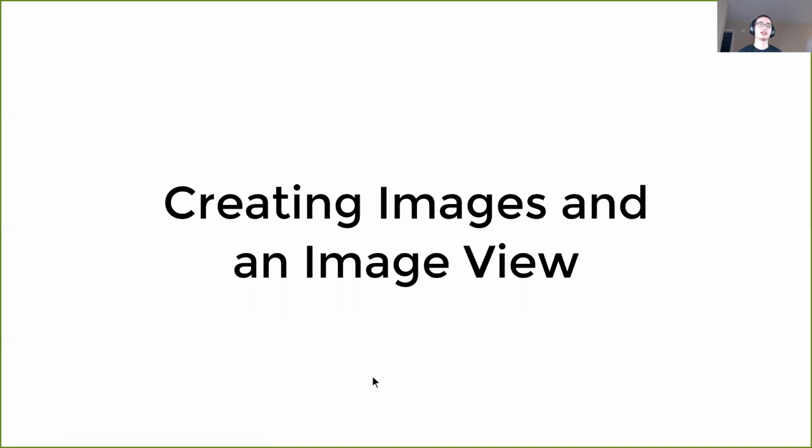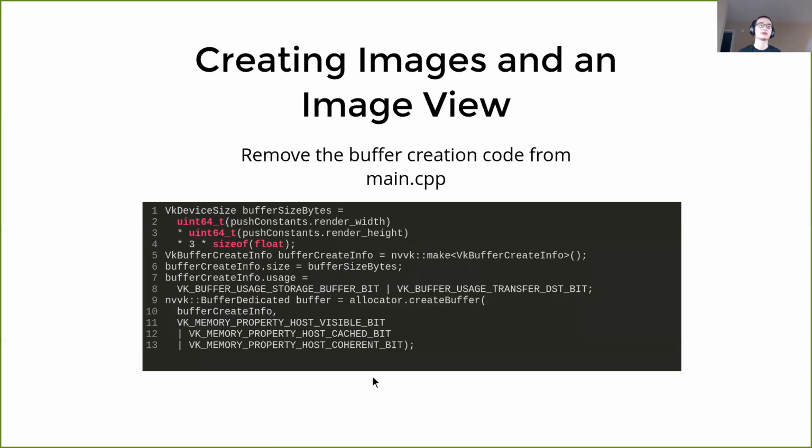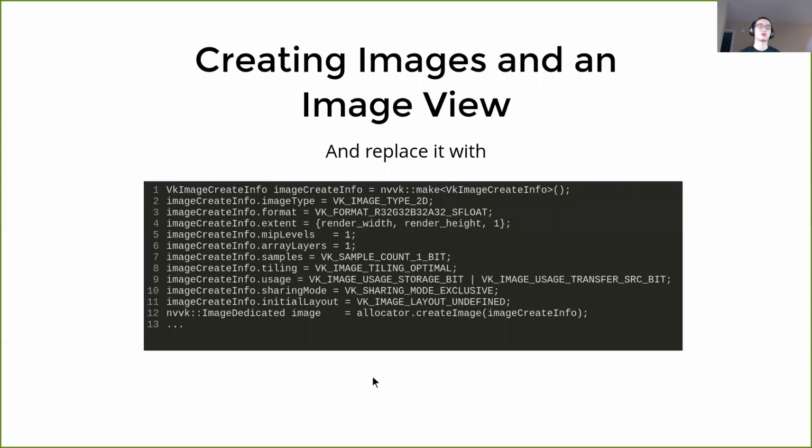Then it's creating images and the image view. Then we have this code to create our buffer. We can just delete that, and have this code to create an image. And considering an image can have so many different properties, this code gets rather daunting, but basically it's the same thing we talked about before. We have a 2D image. The format is RGBA float.